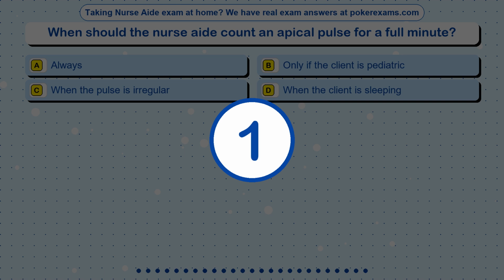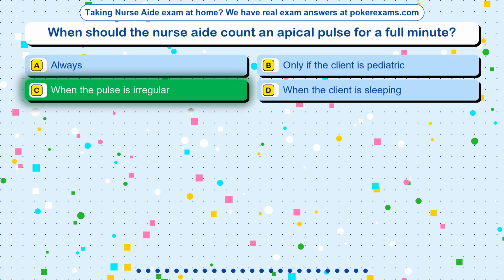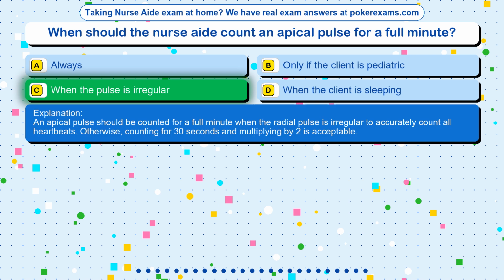The correct answer is option C. When the pulse is irregular. An apical pulse should be counted for a full minute when the radial pulse is irregular to accurately count all heartbeats. Otherwise, counting for 30 seconds and multiplying by 2 is acceptable.